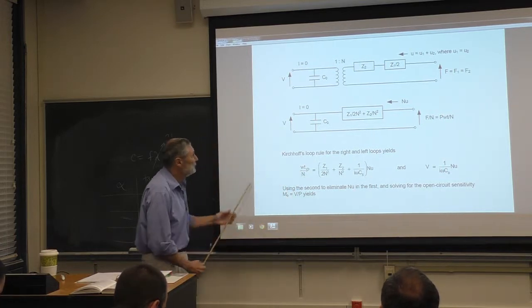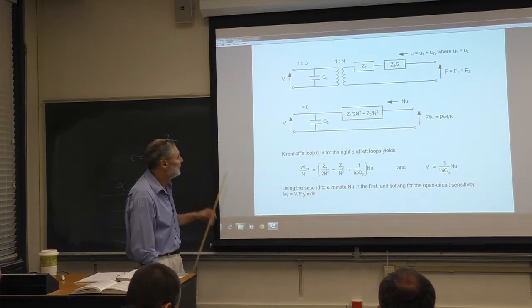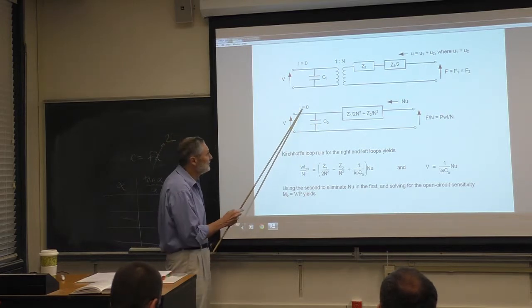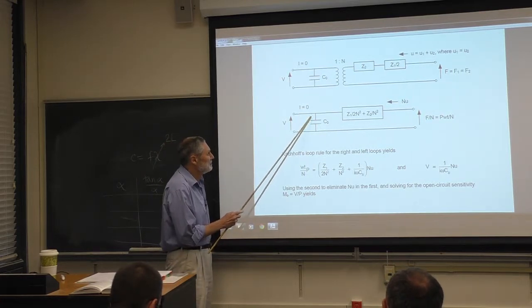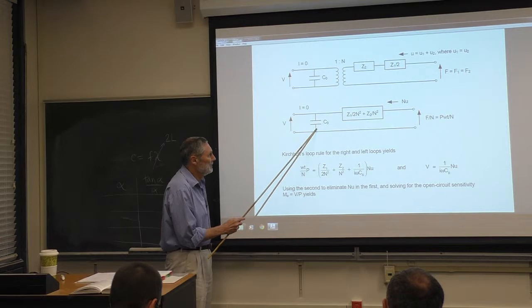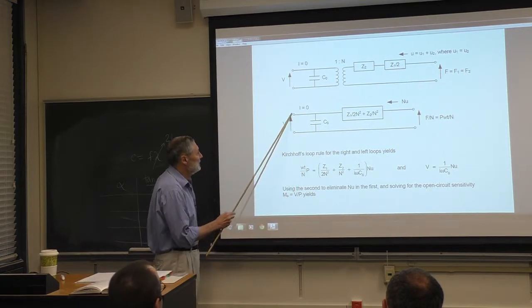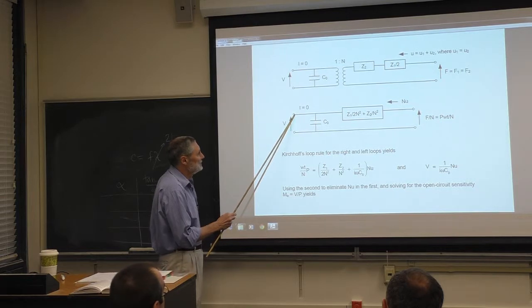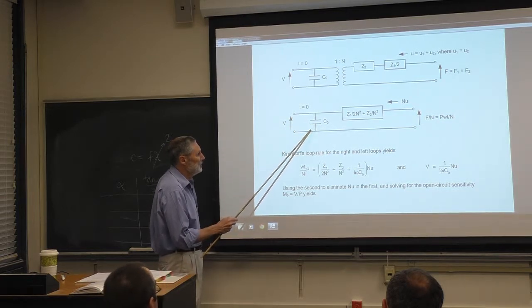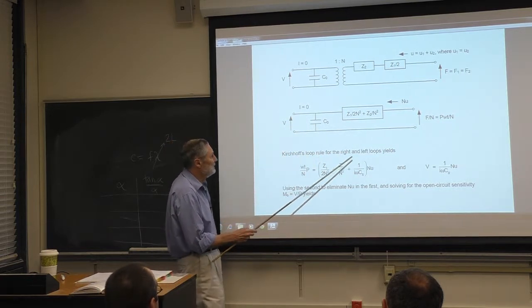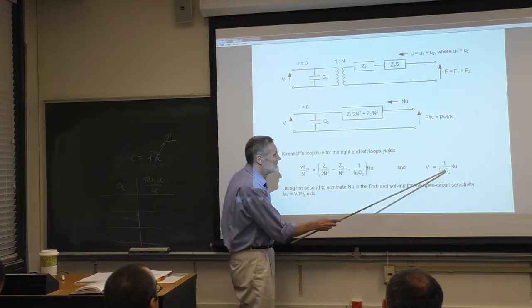For the left loop, it's very simple. Don't make it hard. Remember, there is no current here. The current through here has got to be that. So this voltage increase here has to be equal to the voltage drop, which is just the impedance of the capacitor times the current.